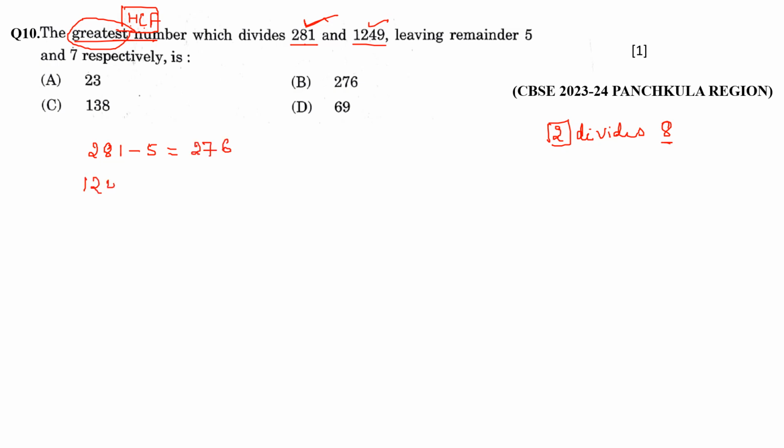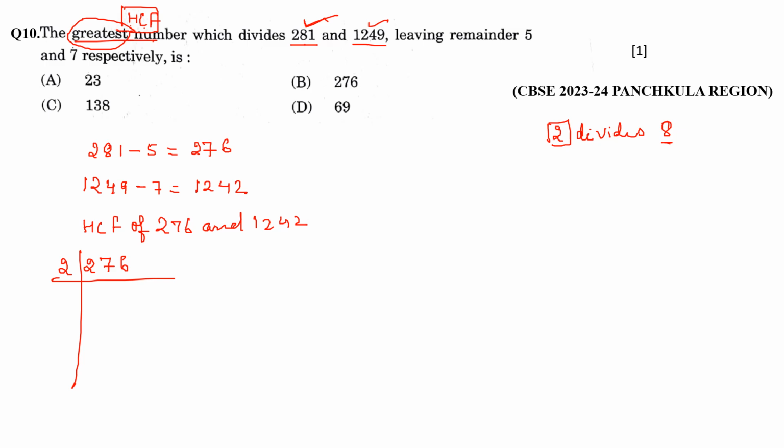And then from 1249, I have to subtract 7. Here I will get 1242. Now I have to find the HCF of 276 and 1242. So let's do the prime factorization. 276, if you have to do, first I am going to use the 2 table. So 2 times 138. Again it will be 2 times 69. Then 3 table, 23. And 23 itself is a prime number. So 23 times 1.